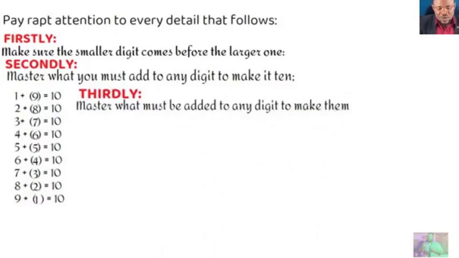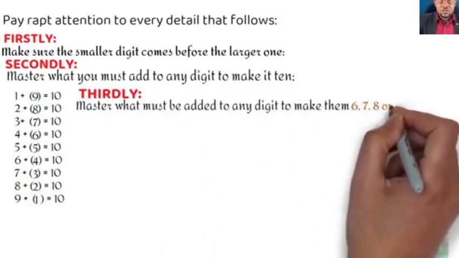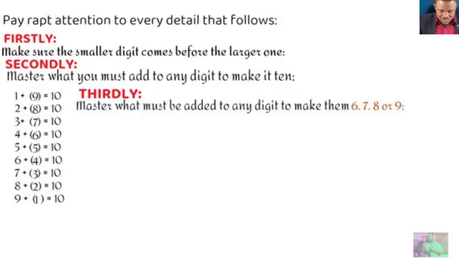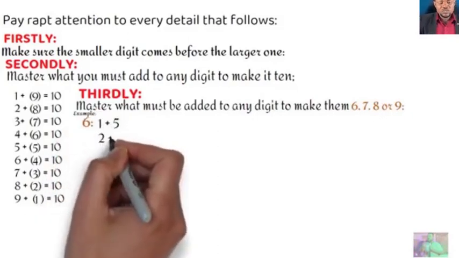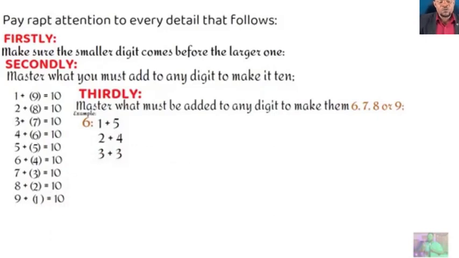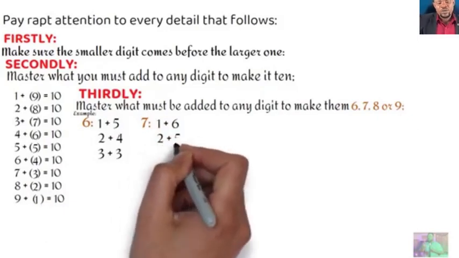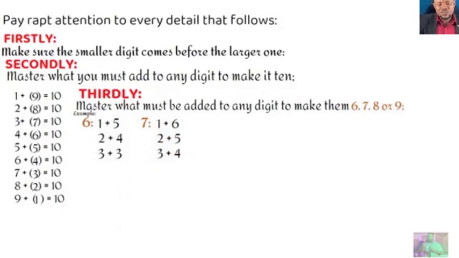Thirdly, master what must be added to any digit to make 6, 7, 8, or 9. For example, 1 and 5 will give me 6, 2 and 4, 3 and 3 will give me 6. For 7, 1 and 6, 2 and 5, 3 and 4 will give me 7.